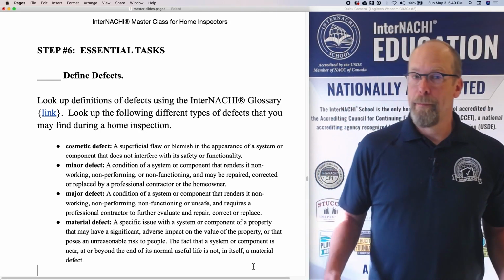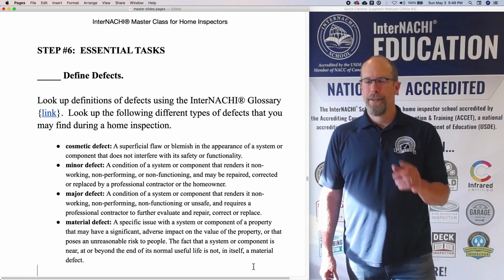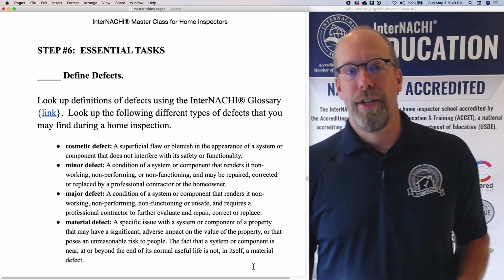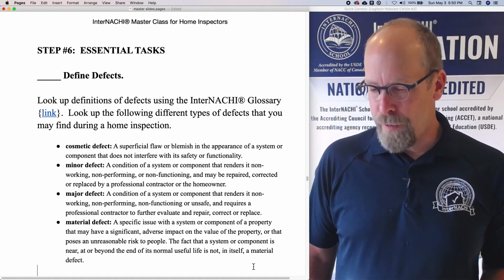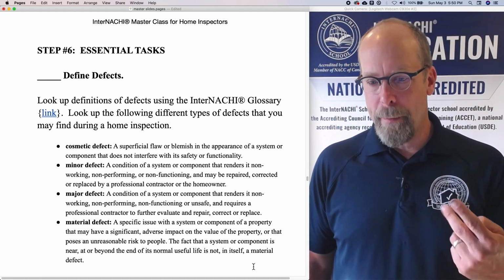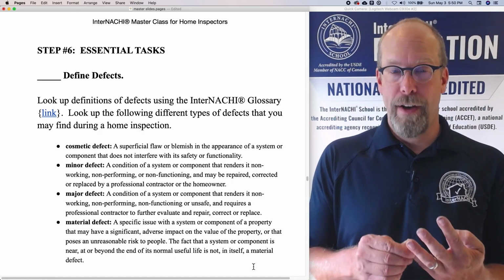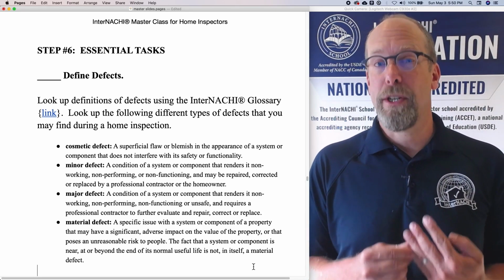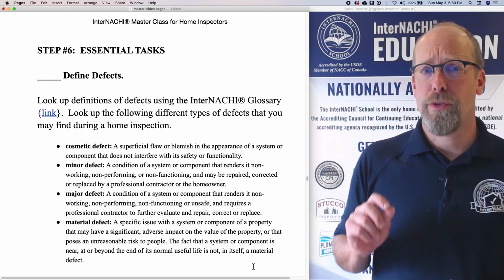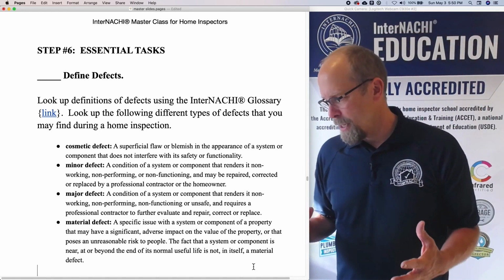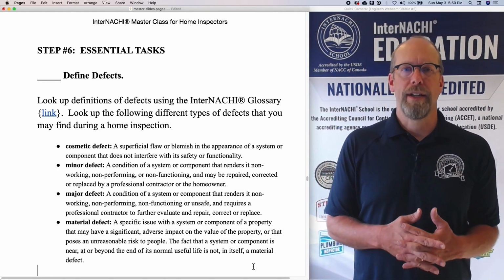Defects. There are many different types of defects in a home, and you'll come across all different types. But if you look up the definition of different types of defects using InterNACHI's glossary, click the link, you'll find that there are four: cosmetic, minor, major, and material. Only one is defined and listed in the Standards of Practice. The Home Inspection Standards of Practice lists what a material defect is, and a home inspector is required to report upon those defects that he or she both observes and deems to be a material defect.